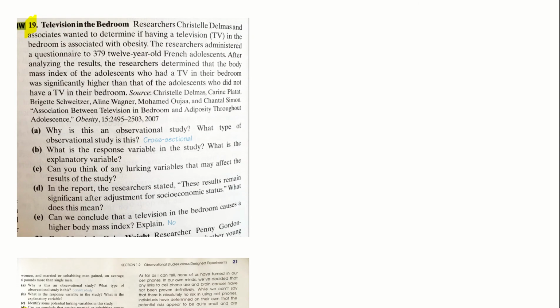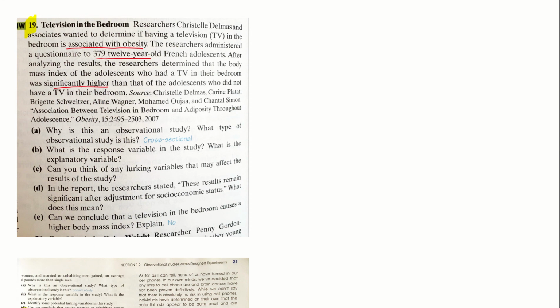Television in the bedroom. If you're having TVs in the bedrooms, is that associated with obesity? Meaning, I guess you take your food back and lay in your bed and eat while you watch TV, I guess. I don't really know. So they did this with 379 French adolescents, and determined that the body mass index of adolescents who had a TV in their bedroom was significantly higher than those who did not. So does a TV in your bedroom cause you to be fatter? And the answer is no. There might be other issues. We don't know what that is, but there might be some sort of relationship between the two, and now we have to do an experiment to find out why.